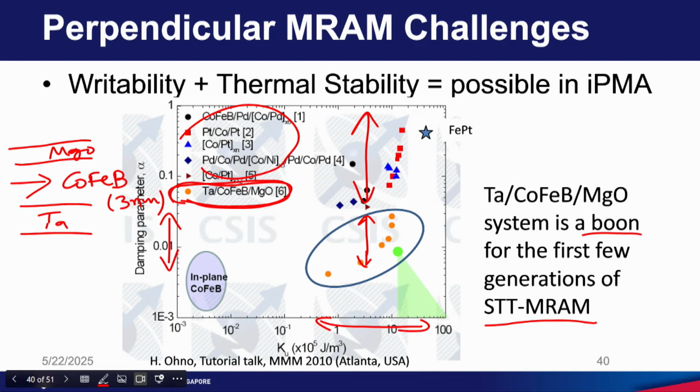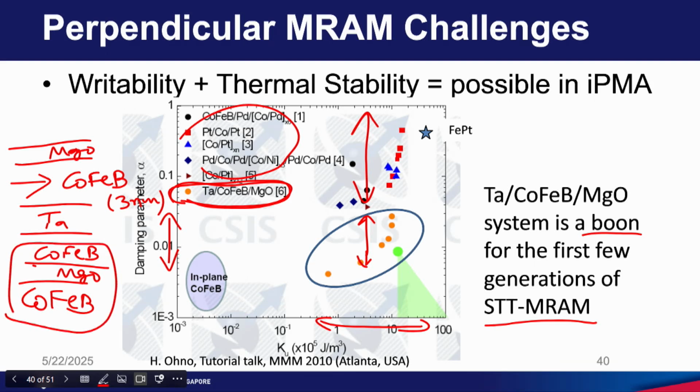So if you remember a few slides ago, I was showing cobalt iron boron, magnesium oxide, cobalt iron boron, things like that. Okay, so this is not a new material. These are not very new materials. People were using 3 nanometer or 5 nanometer of cobalt iron boron. And the magnetization was lying in plane, so they were using this as an in-plane MRAM material.